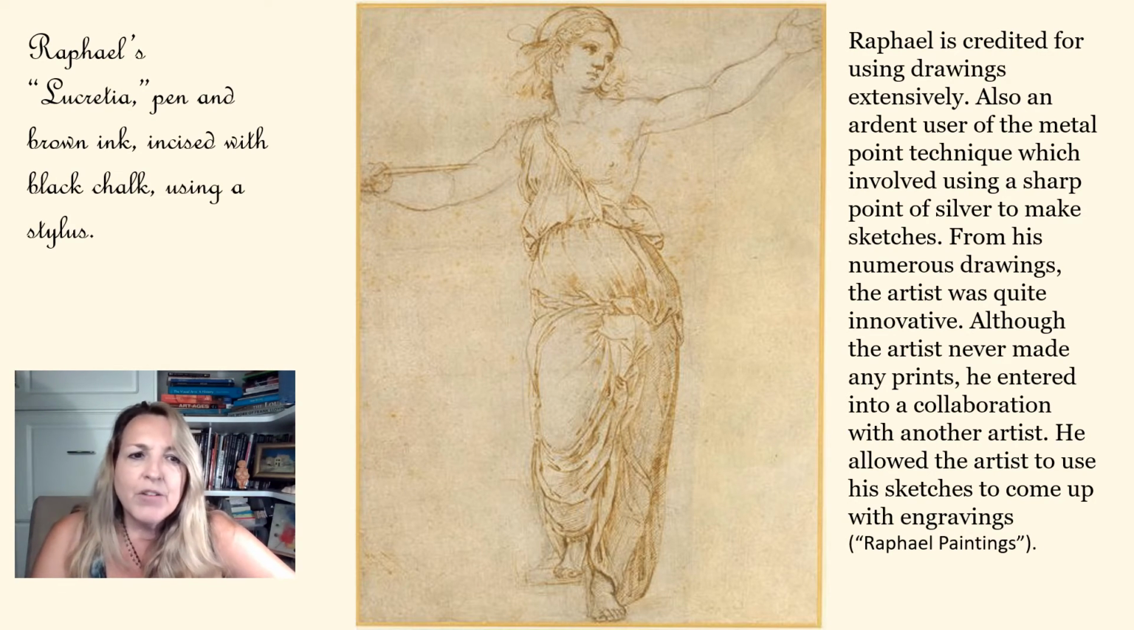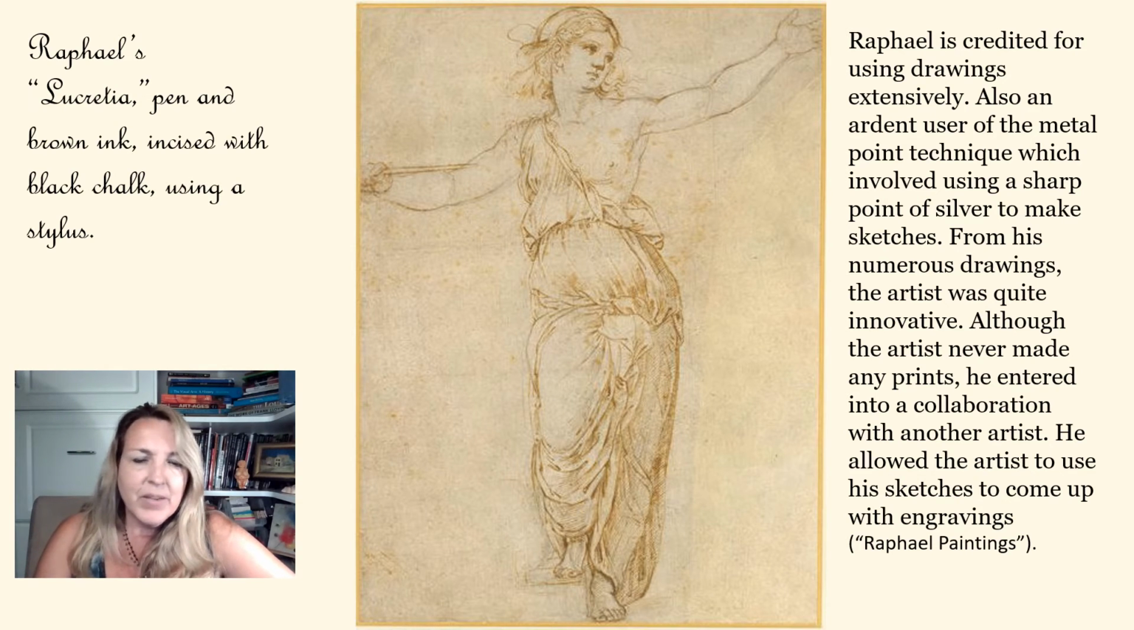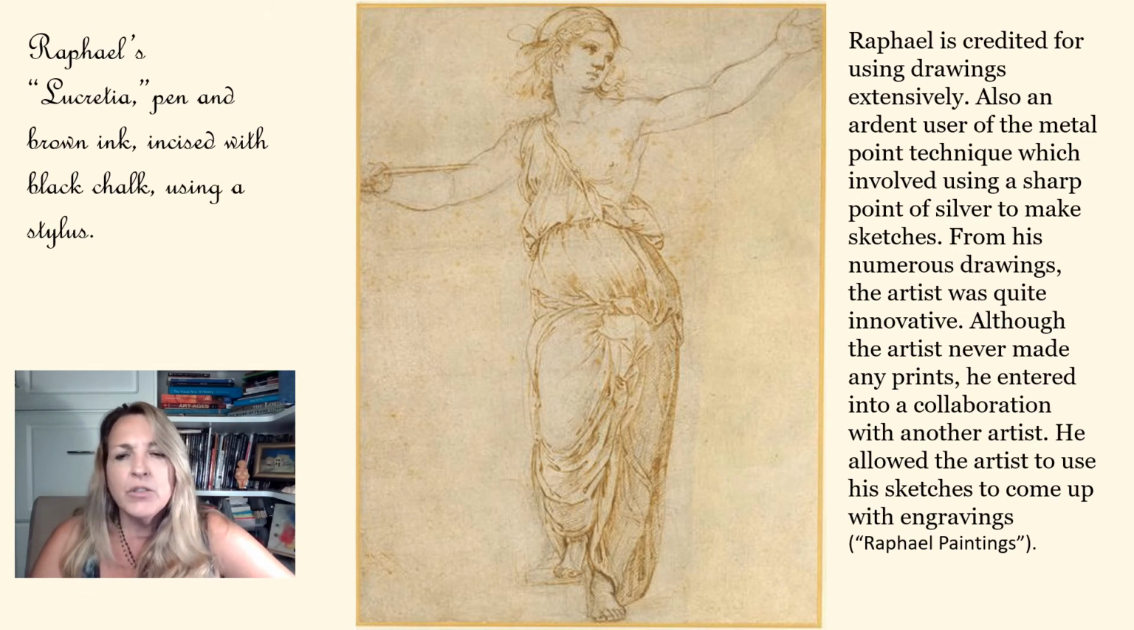Lucretia, pen and brown ink incised with black chalk using a stylus. I mean, you cannot doubt that he had strong draftsmanship skills. These are beautiful. He also used the metal point technique, using a sharp point of silver to make his sketches. He was quite innovative. He did make prints. He entered into a collaboration with another artist who he allowed to use his sketches. Again, I think he maybe realized what his gifts were and what he wanted to spend his time doing.